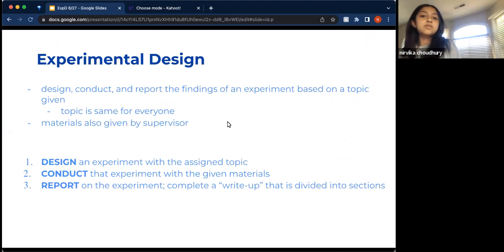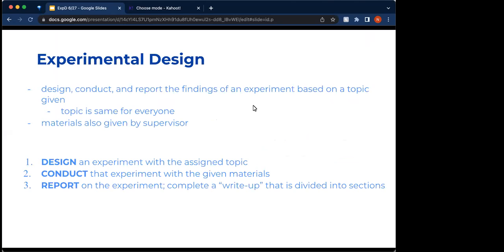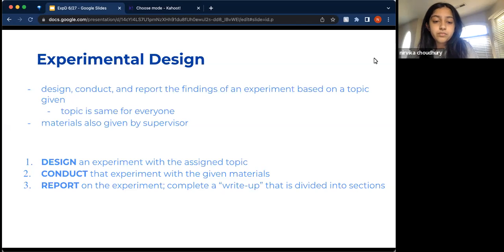Okay, so what is experimental design? It's basically an event where you have to design, conduct, and report the findings of an experiment based on a topic given. The topic is the same for everyone, and in some slides I'll show you example topics. They'll give you materials, and you basically have to make a write-up and conduct an experiment. There's three steps to it. First, you design an experiment with the assigned topic, conduct that experiment with the given materials, and then you report on that experiment and complete a write-up that is divided into sections, and I'll get into the sections after.